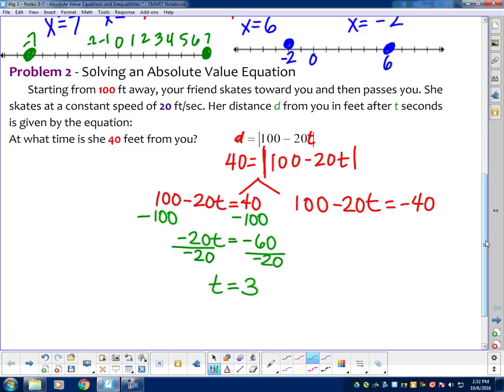Right? Let's see what we get over here. Subtract both sides and it comes out to negative 140. And you divide by 20.